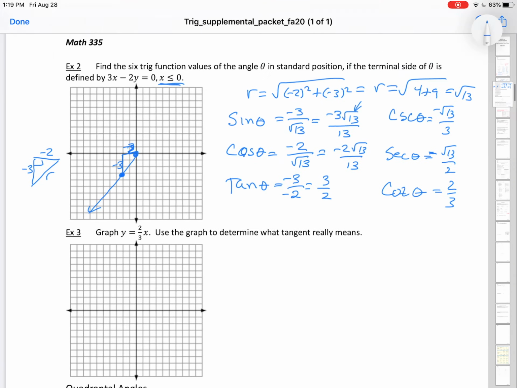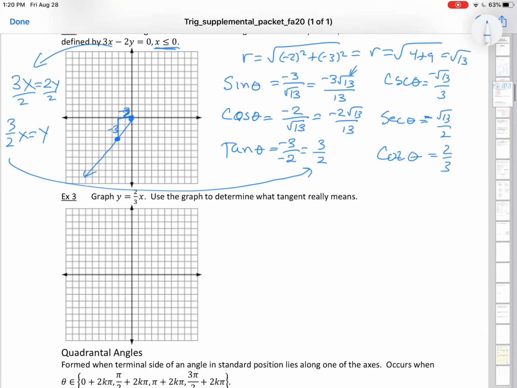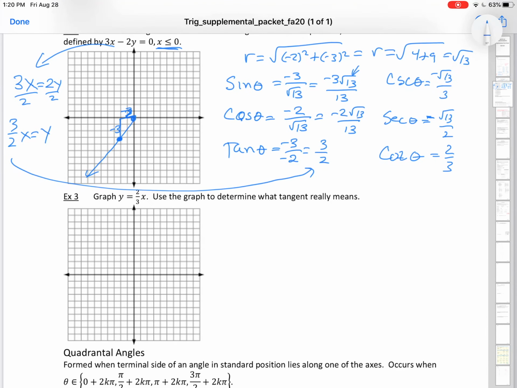I want to just point something out. What if you were to solve this equation for y? You would have had something like 3x is equal to 2y. Divide by 2, divide by 2. And you would have something that looks like this. 3/2 x is equal to y. Now, what's the slope of this terminal side line? Well, it's 3/2. Notice that the tangent is also 3/2. Tangent is really closely connected with slope. And so it's going to be used as a pretty major calculus concept in there.